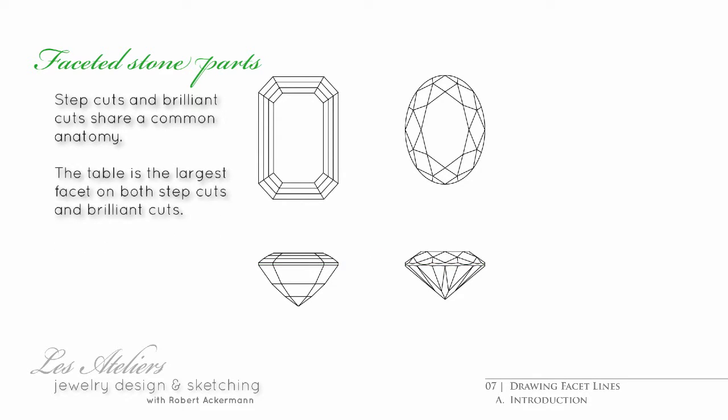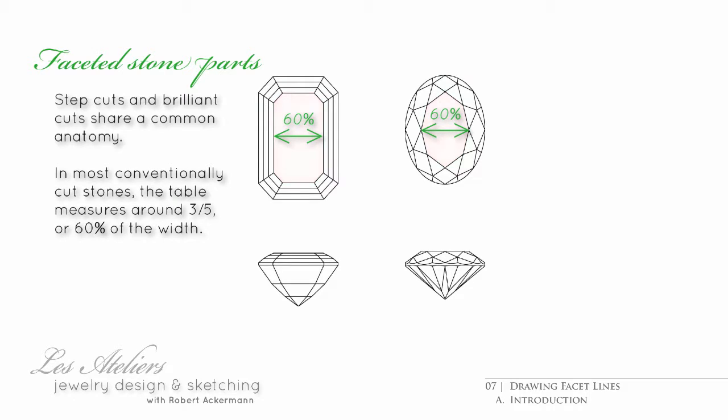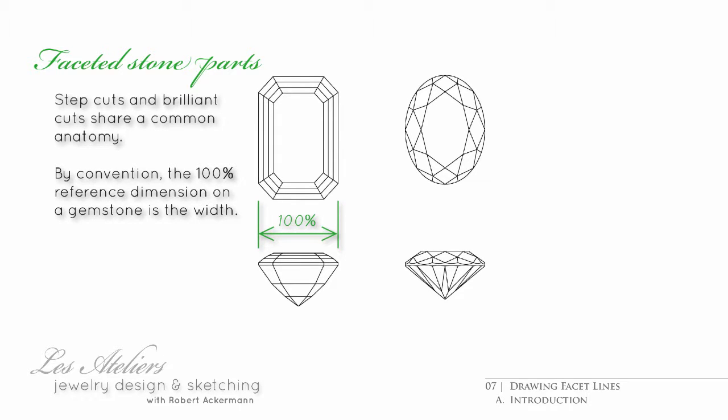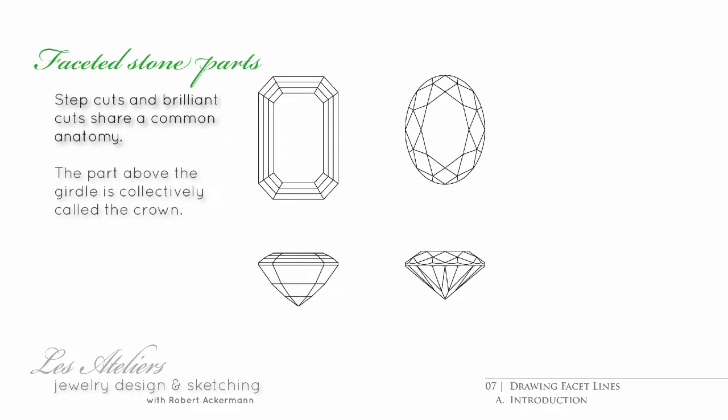The largest facet is called the table. It is absolutely planar and reaches about 60% of the width in most faceted stones. Gemologists like to express stone dimension in terms of percent, whereby the width of the stone is the reference dimension, or 100%. In other words, you could say that the table reaches about 3/5 across the stone's width. You could argue that tablets are stones with oversized tables, one on the top and one on the bottom, both parallel to each other.